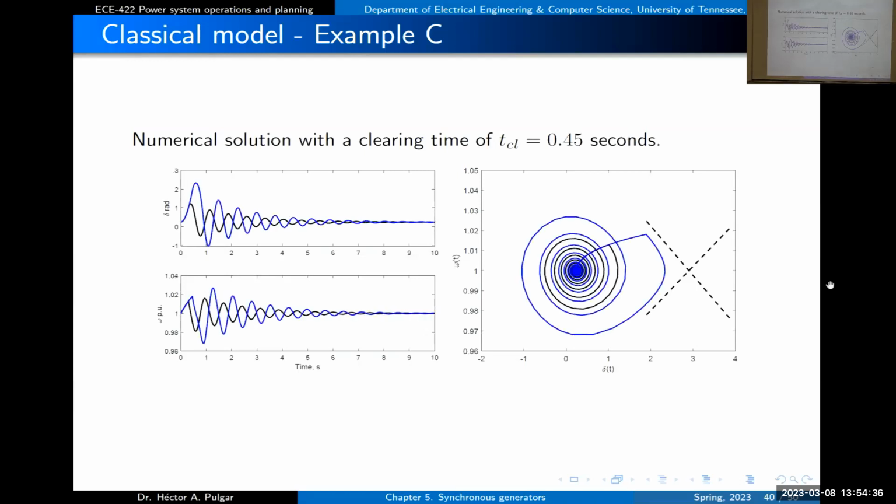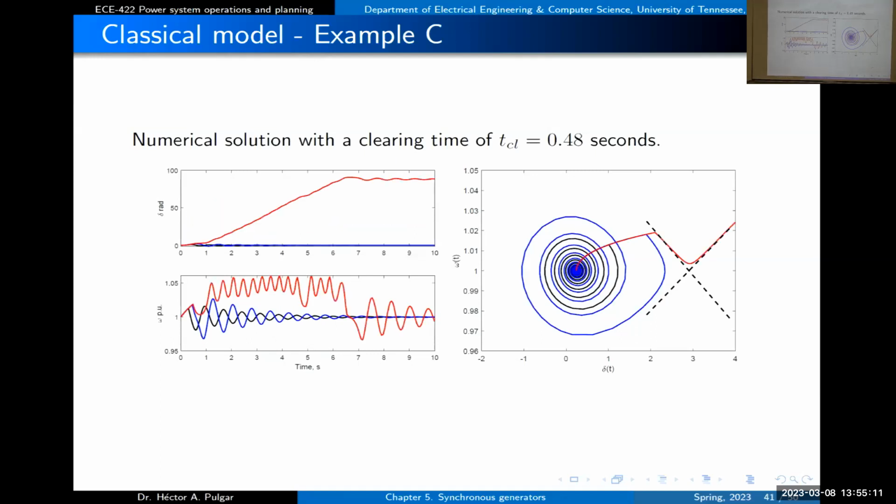If we increase the clearing time to 0.45 seconds, then we still have stability. The excursion in the speed and angle is much larger because the short circuit, as you can see here, remains longer. So we surpass this point, and at this point, the fault is cleared. We're still in time to stop this short circuit and acceleration of the machine, and the machine again gets trapped by the stable focus and becomes stable.